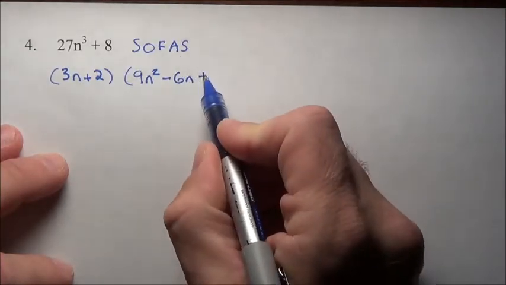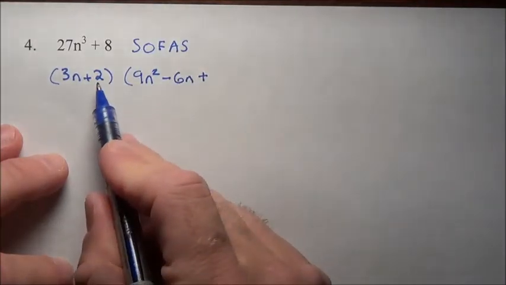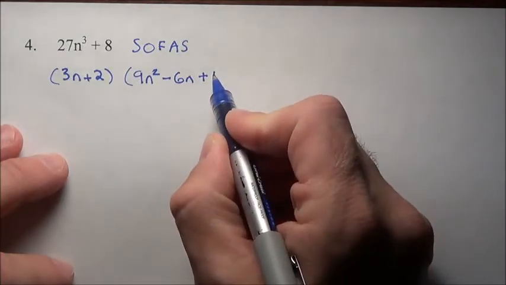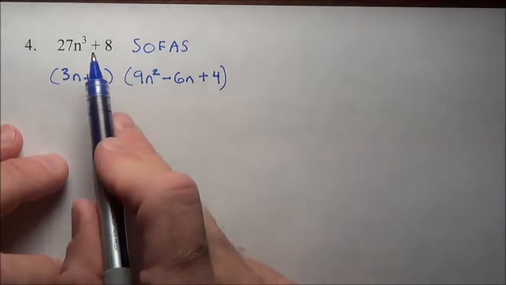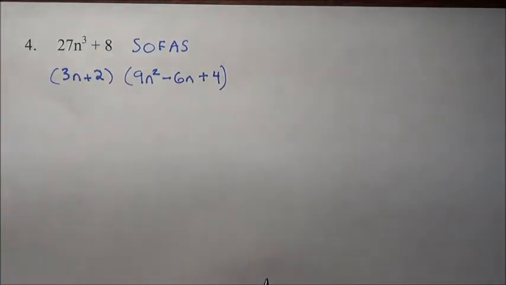A stands for always add. And S, we're going to square this final term. 2 times 2 is 4. I guarantee you this binomial times that trinomial will create 27n cubed plus 8.